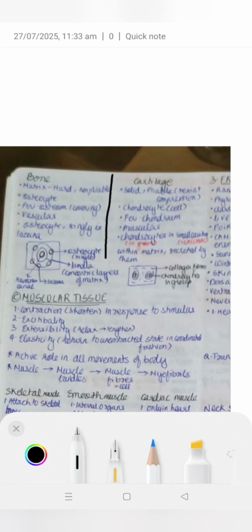Bone has osteocyte cells, cartilage has chondrocyte cells. Bone has periosteum as the covering, whereas cartilage has perichondrium. Bone is vascular. Obviously bone is vascular because it has vessels, allowing blood flow, whereas cartilage is avascular. Osteocyte is singly present in the lacuna.